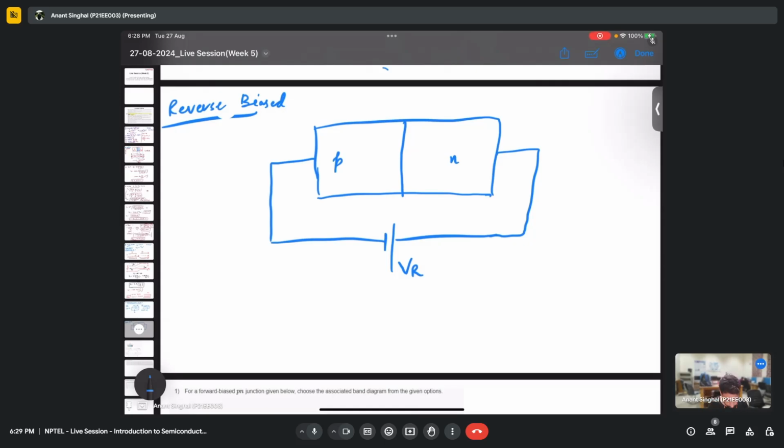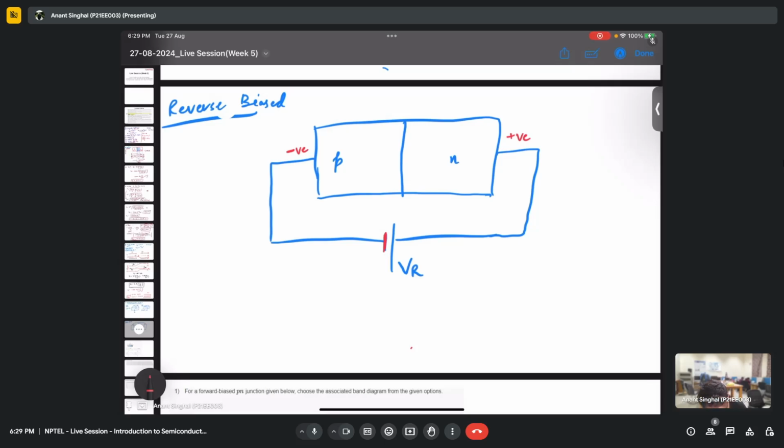So please try to understand here. We have a negative potential on the P side. Let's say I'm writing negative here, and we have some positive potential on the N side. Is that clear till now? Any doubts here? It's no, sir.